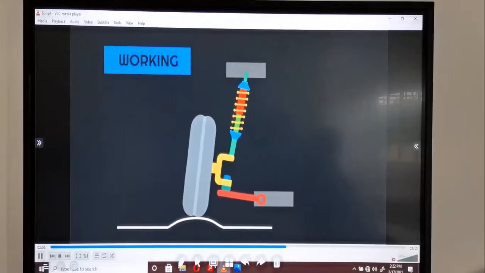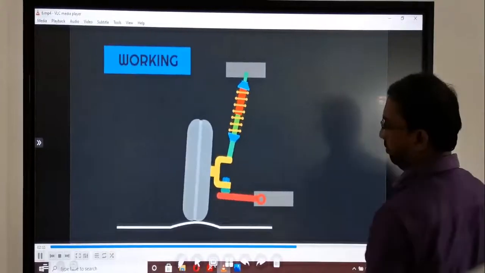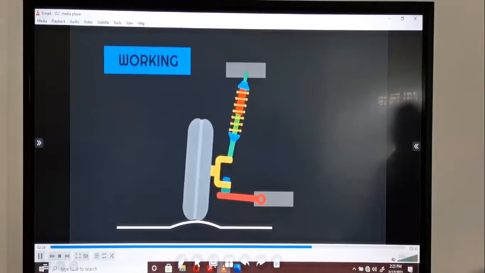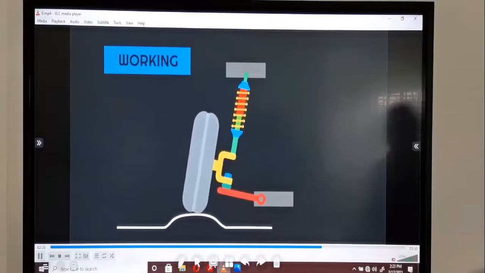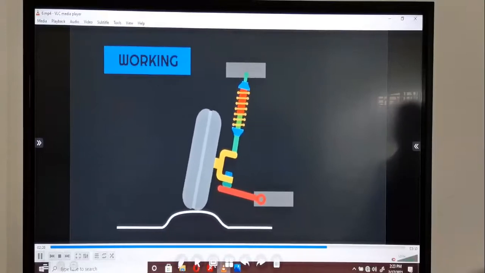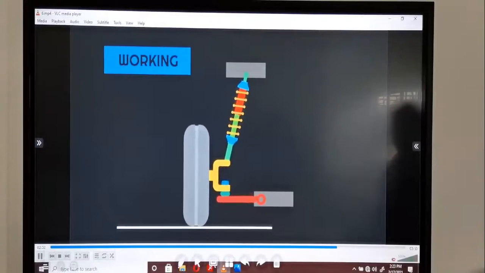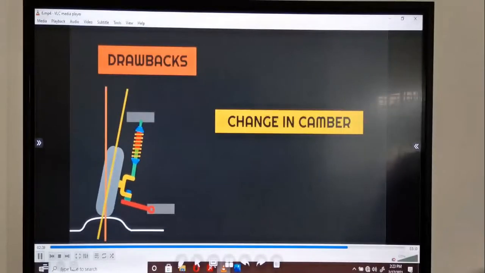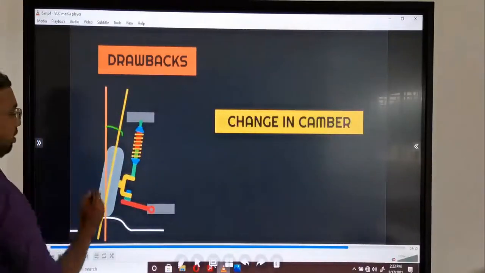So now you can see the road condition. I already told you the camber angle is like this. How does it work? It's not vertical. When there are any bumps or anything in the road condition, the wheels move like this, not vertical. So there is a change in the camber angle. You can see this in the drawback: change in the camber. Here you can see this is vertical, this is the camber angle.